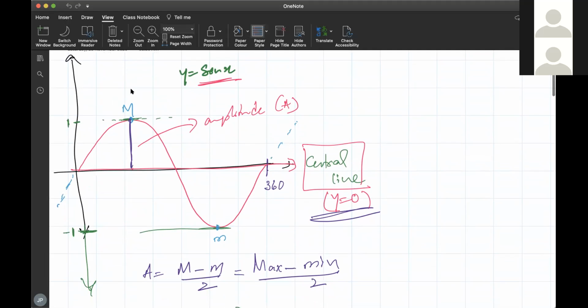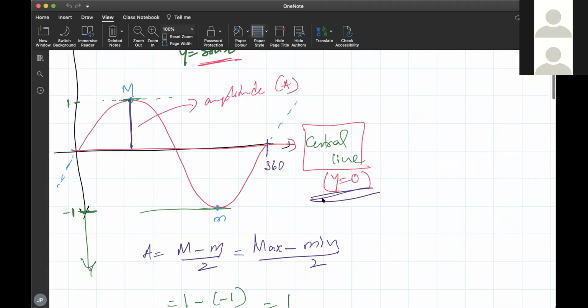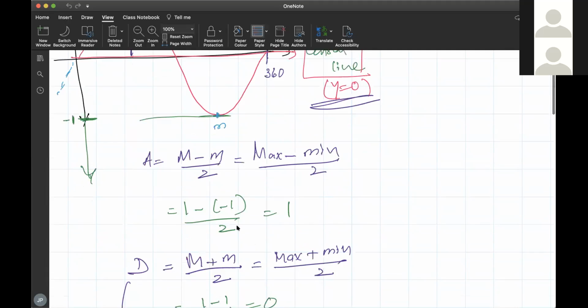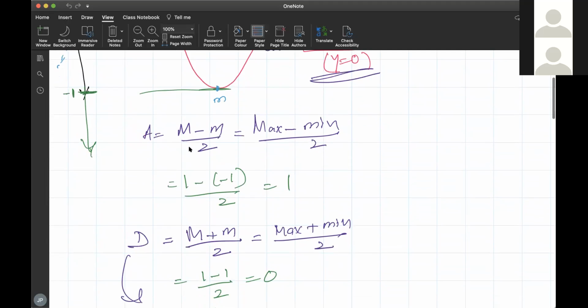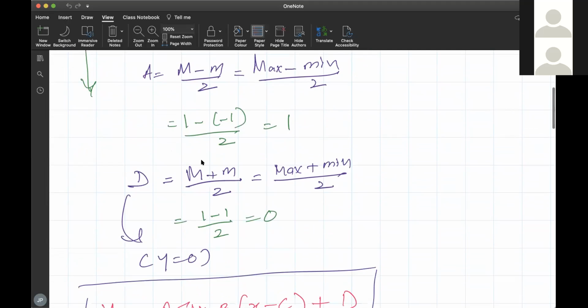First, identify M, the maximum value, and m, the minimum value. Your calculator can do that, by the way, if it is on the calculator. But if it's given on paper, then you have to count the points. The central line and the a can be calculated using the maximum and the minimum, okay? M minus m over 2 will give you a, M plus m over 2 will give you d.